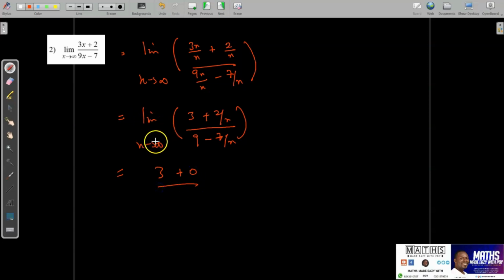And limit of 9 as x approaches infinity will be giving us an answer of what? 9. Then limit of negative 7 on x as x approaches infinity. The answer is what? 0. So finally you end up getting 3 over 9, and the final answer is 1 on 3. So this is how you go about solving question number 2.